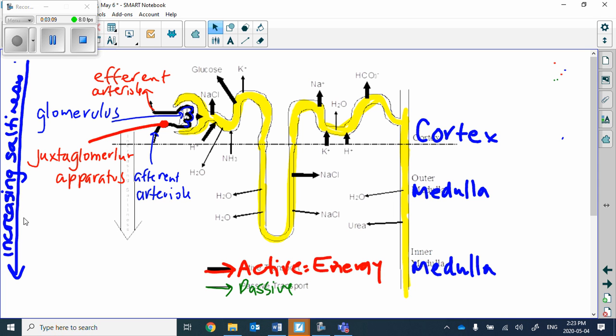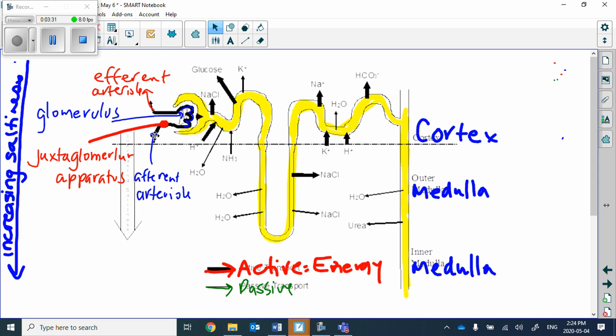It says increasing saltiness. So the way this happens is by setting up gradients of saltiness, and water will passively flow out if it's in a high concentration in the urine. So it sets up these concentration gradients, and then some things are allowed to just flow because of that concentration gradient from high to low.